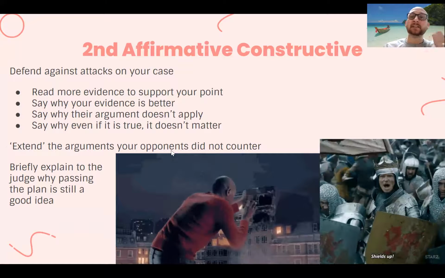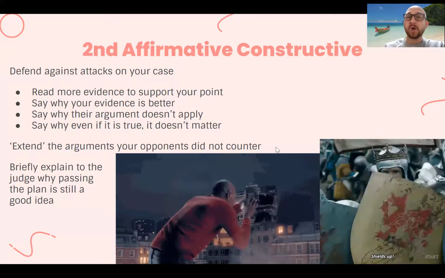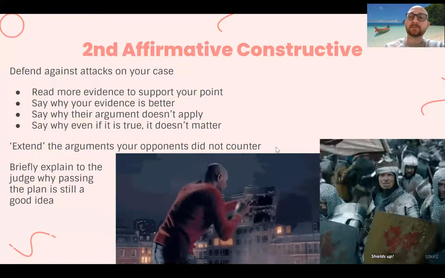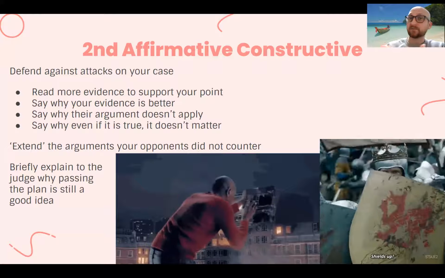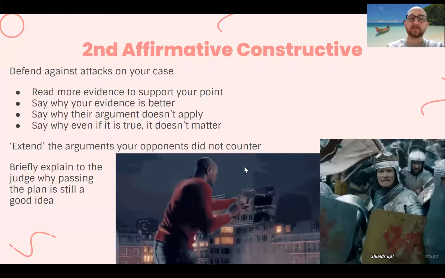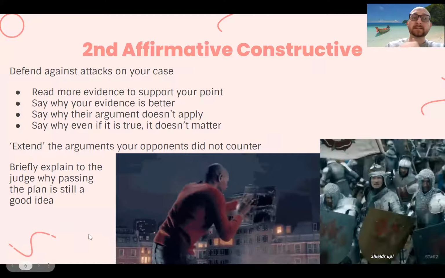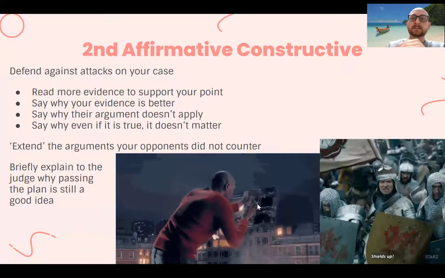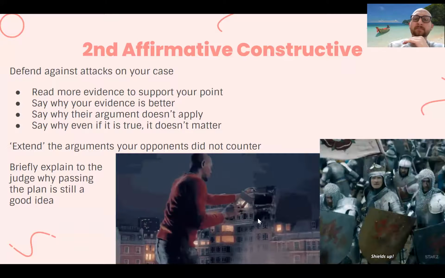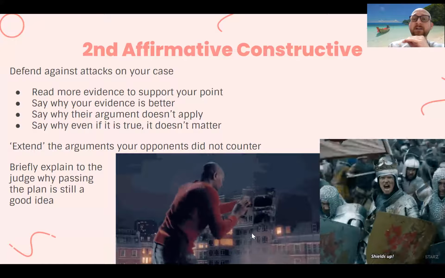You should also extend your arguments that your opponents didn't counter. So if they didn't answer some of your arguments like uniqueness, solvency, impact, whatever, you should tell the judge that and tell them that by not answering it, they functionally agree with you. So you're winning that argument. At the end of this speech, you want to be able to briefly explain to the judge why passing the plan is still a good idea. So if you remember, we talked about the 1AC, the first affirmative constructive, as building a house, constructing a house.